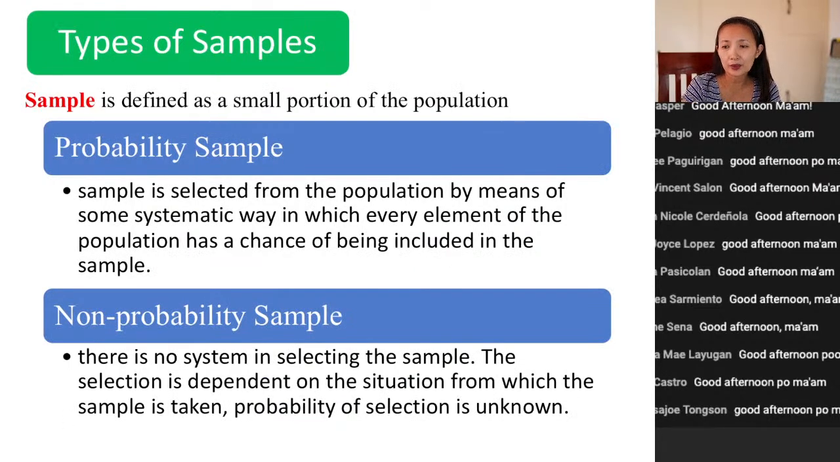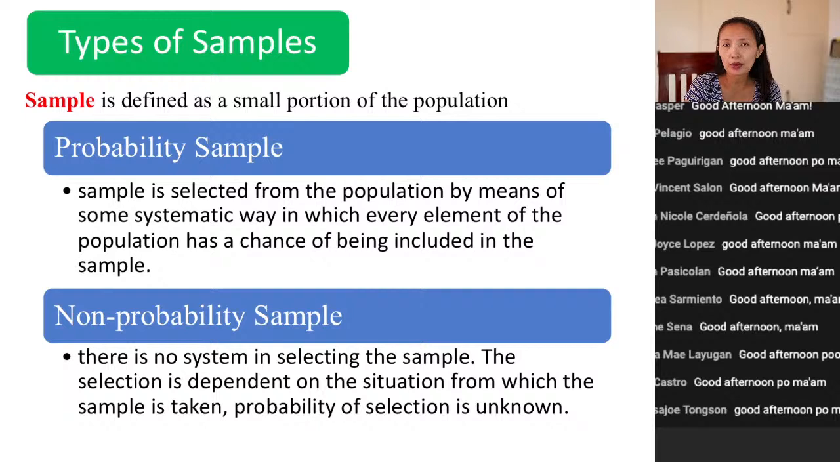Okay, what are the types of samples? The types of samples, according to how they are selected, are probability and non-probability sample. You know very well that a sample is a small portion of the population. Now, when you say probability sample, it's a sample selected from the population by means of some systematic way. Every element of the population has an equal chance of being included in the sample. Every member of the population has an equal chance of being selected. The other name for probability sample is random sample.